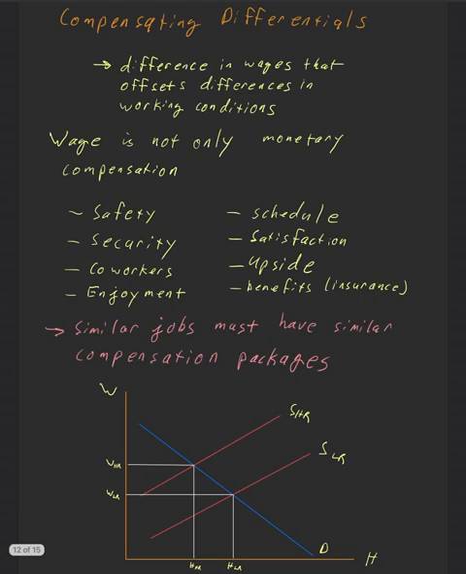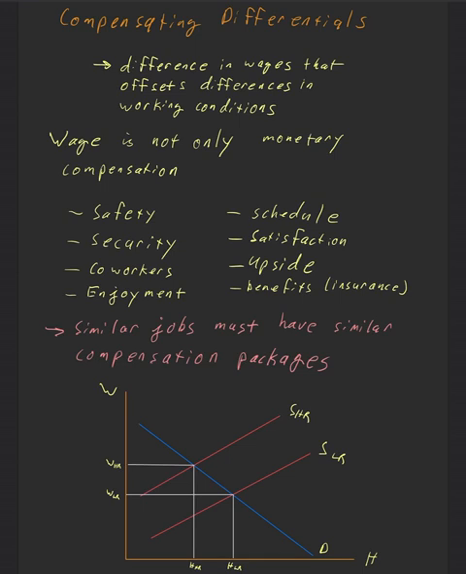Okay, so tied to our idea of human capital is what we call compensating differentials. This is the difference in wages that offset differences in working conditions. So wage is not the only monetary compensation. Here I've produced a short list. You can probably think of other things, and maybe you can email me your list of things and then I'll add to the list the next time that I teach the class.